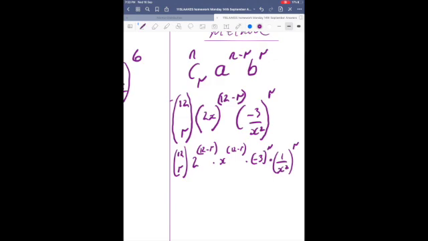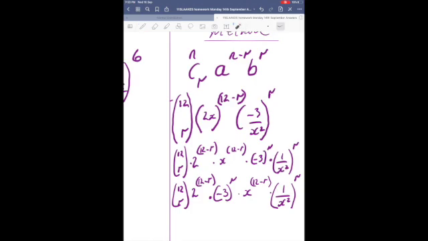Let's put all the numbers together, because it's all multiplication, so we can multiply in any order. And then we will put the x's together. So 12 choose r, times 2 to the 12 minus r, times negative 3 to the r, times x to the 12 minus r, times 1 over x squared to the r.